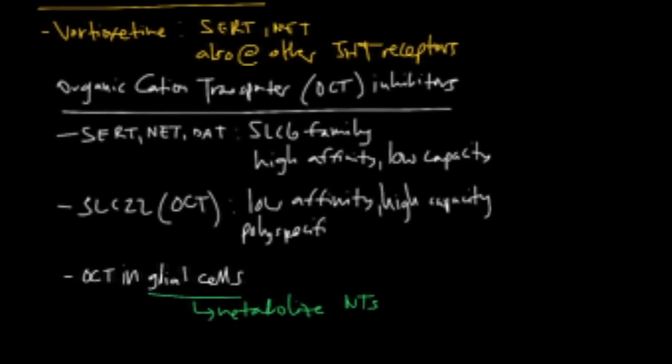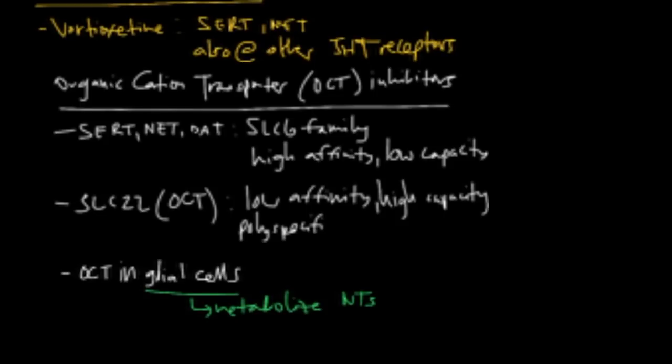Organic cation transporter inhibitors. So you know that SERT, NET, and DAT belong to the SLC6 family, which are high-affinity, low-capacity transporters. However, organic cation transporter inhibitors act on the SLC22, solute carrier 22 family. These are low-affinity, high-capacity transporters, and they are polyspecific, meaning they act on more than one transporter, not just NET, not just SERT, not just DAT. They can act on SERT and DAT, SERT and NET, or NET and DAT. You find OCT in glial cells, and glial cells are responsible for metabolizing neurotransmitters. So if you block the OCT in glial cells, you block the metabolism of neurotransmitters, therefore leaving more of them in the synapse.